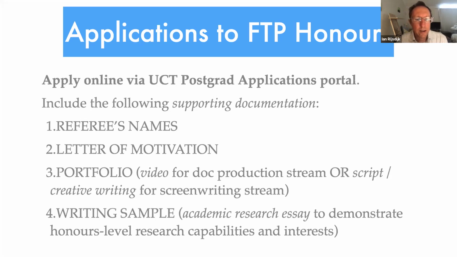So what we've put there are the 4 things that you need as part of your application process. The first is referees' names. That's a relatively straightforward thing. It can be your lecturers. Obviously, you should approach them first and ask them if they'll be willing to act as referee. You don't need a letter. You just need the name and the contact details of the referee for that section.